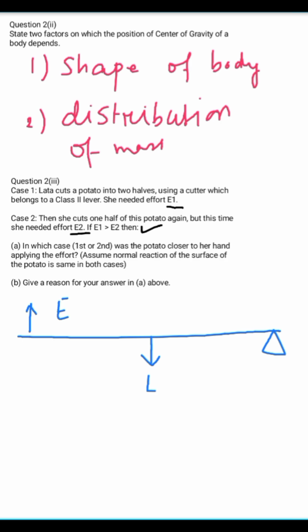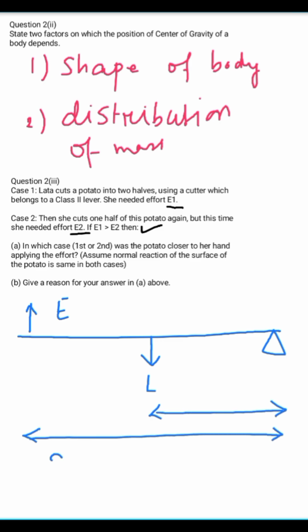So in the first case, the effort was more as compared to the second case. So we have to say in which case the potato was closer to the hand of the person, so that the effort would be according to the question, E1 is greater than E2. So in which case the load is closer to the hand of the person. Now we know one thing, that if the load arm and the effort arm are placed like this, we know the formula, effort by load is equal to load arm by effort arm.